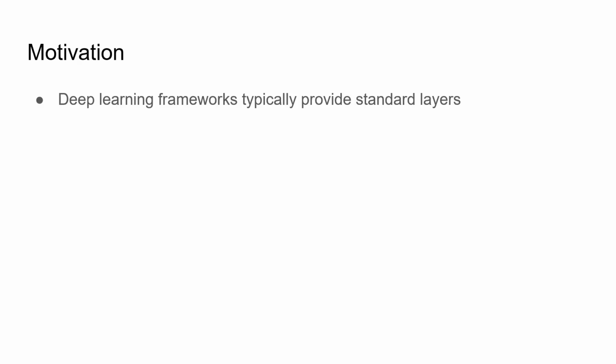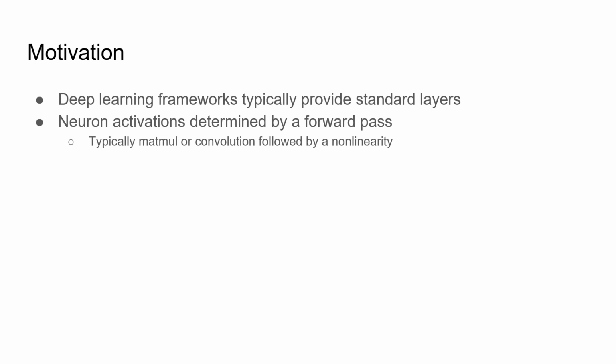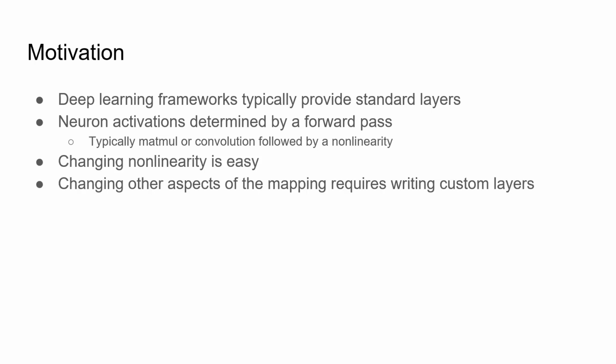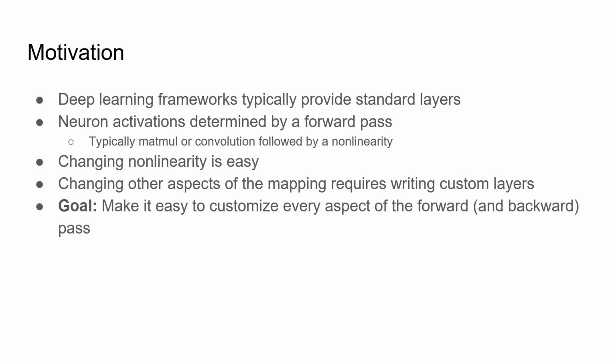Deep learning frameworks typically provide some standard layers. Neural activations are determined by a forward pass, typically matrix multiplication or convolution, followed by a nonlinearity. Changing the nonlinearity is easy. However, changing other aspects of the mapping requires writing custom layers. The goal of this package is to make it easy to customize every aspect of the forward and the backwards pass. And in the following slides, we'll see some examples of how this can be done.